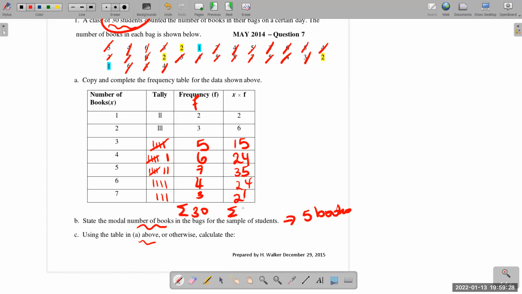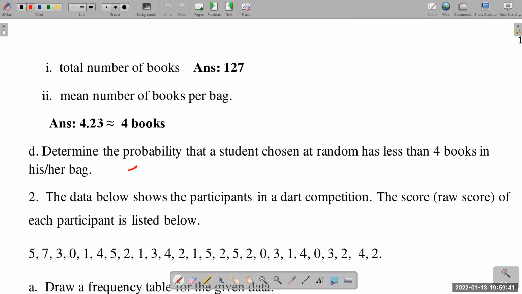Excellent, 127. Y'all got that as well? All right. So here, excellent job. So guess what they ask us to find? The mean number of books. Always write the formula. Because we realize we got ungrouped data, we know the formula: the sum of fx divided by the sum of f.